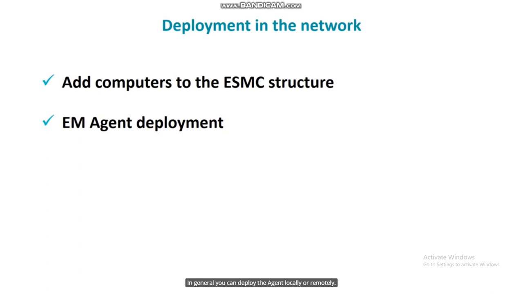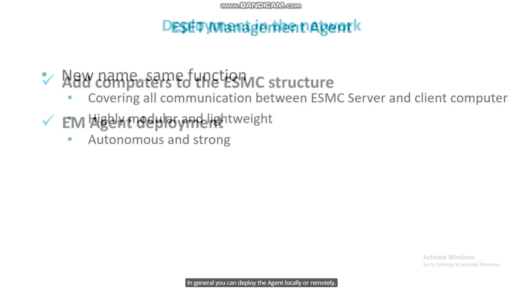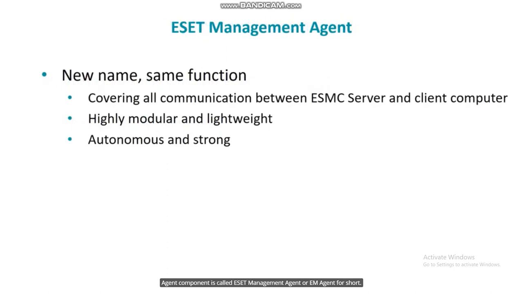In general, you can deploy the agent locally or remotely. Agent component is called Asset Management Agent or EM agent for short. The name has changed, but the function remains the same. It covers all communication between ESMC server and client computer. It is highly modular and lightweight. It is able to interact with variety of asset business products and various operating systems. It is autonomous and strong. EM agent locally, on the client computer, evaluates groups, executes tasks and applies policies.